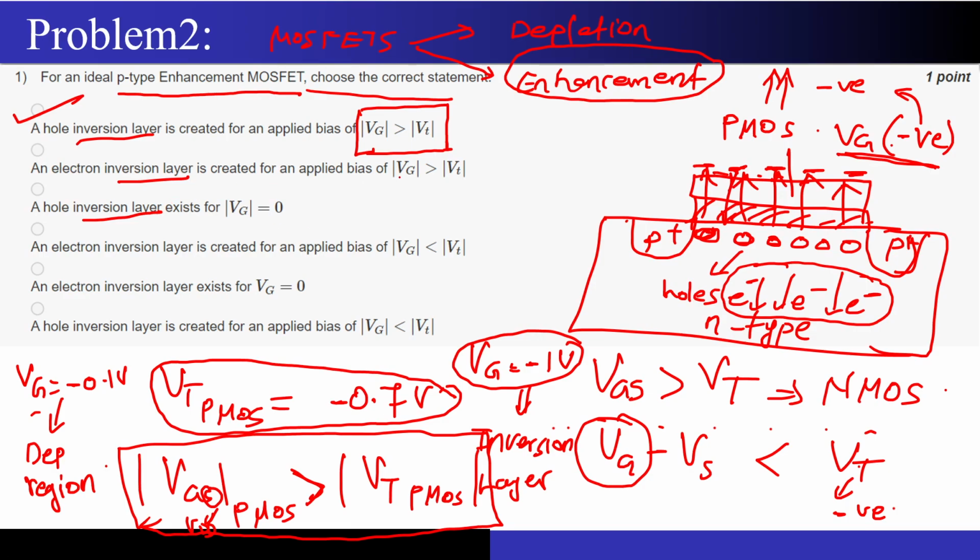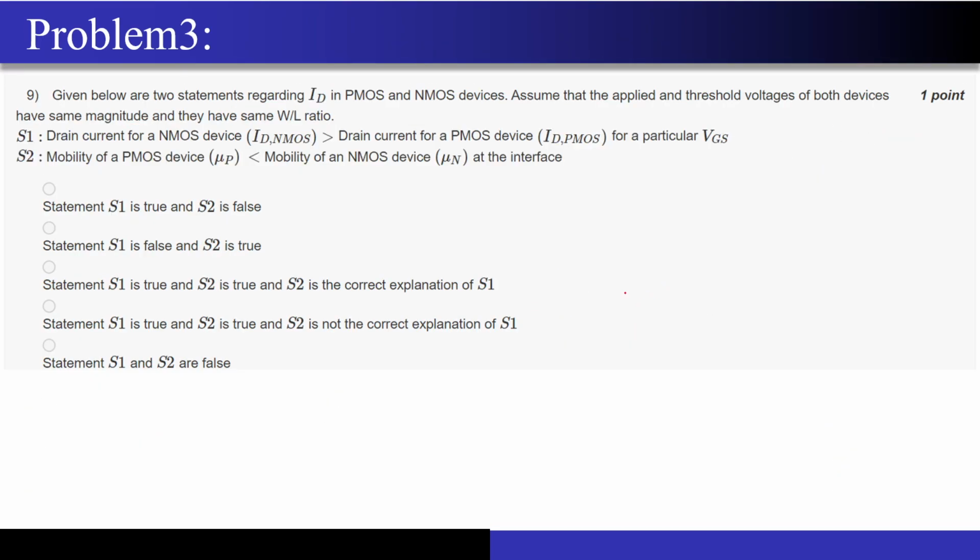So the first option is satisfying the condition, right? I hope this point is very much clear. If you have any doubts, then please feel free to poke me at any point. Okay, now coming to the next part, given below are two statements regarding the ID, the current in the PMOS and the NMOS devices, right? Assume that the applied and threshold voltages of both the devices have the same magnitude.